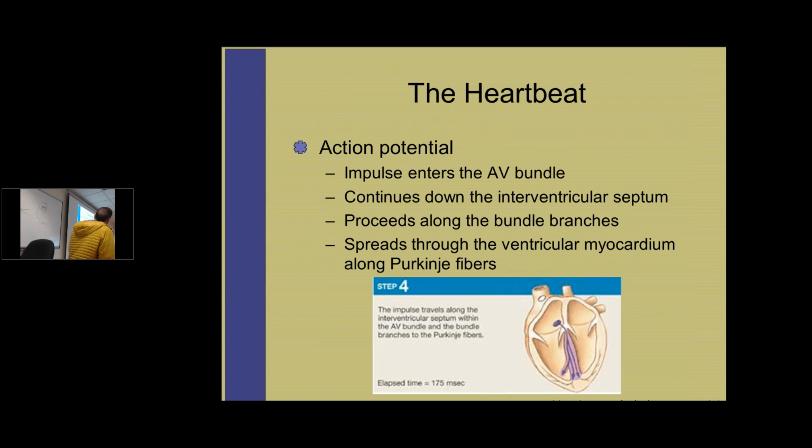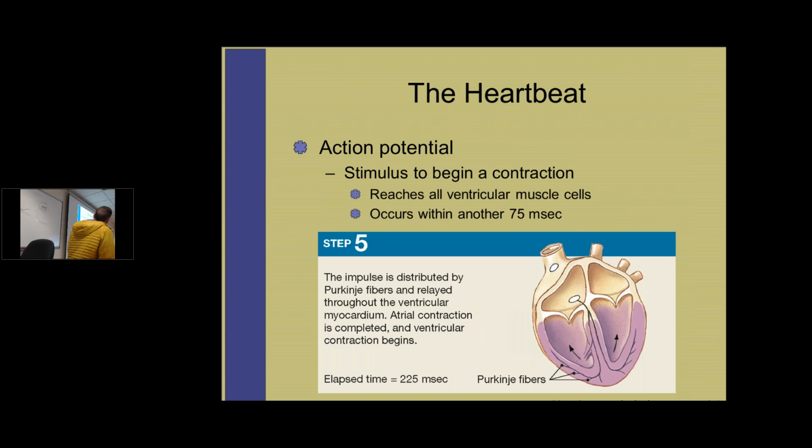And then this talks about the action potential of the AV. It continues down that intraventricular system through the bundles, and then it spreads out through the Purkinje fibers to cause that contraction from the bottom up.